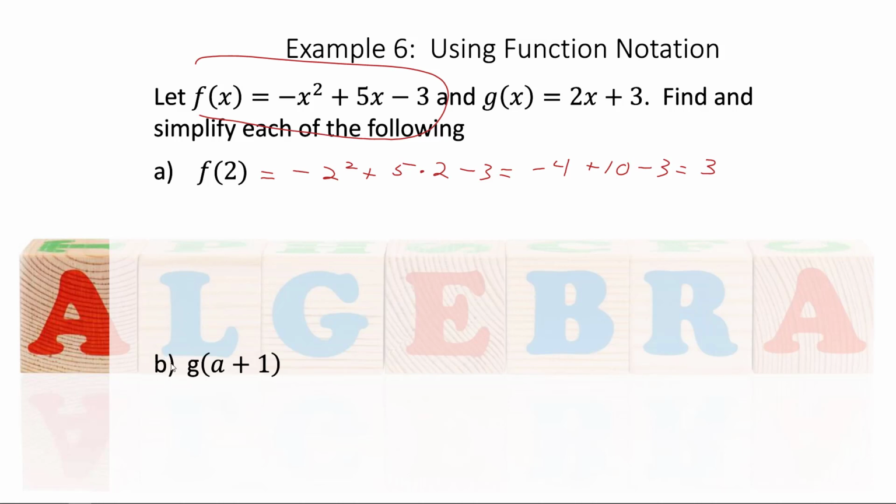What about this one? Once again, wherever we see an x in the definition of g, in the rule, we replace that with a plus 1. Remember that if there's no space here, that implies multiplication. So this is 2 times the quantity a plus 1, then the rest of the rule, which is plus 3. Then we simplify. We distribute, which gives us 2a plus 2 plus 3. Combining like terms, we have 2a plus 5. And there you go.